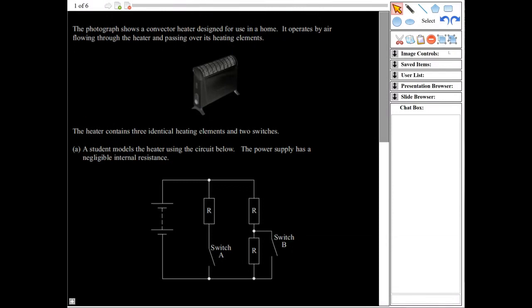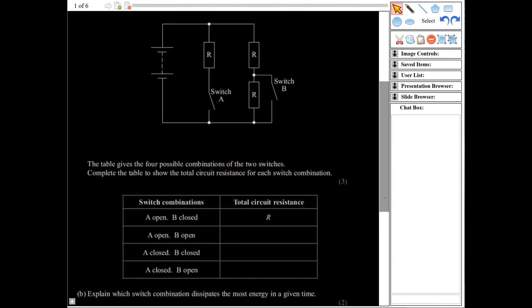So I'm going to start with this question, which is a GCSE question. It says, the photograph shows a convector heater designed for use in the home. It operates by air flowing through the heater and passing over the heating elements. The heater contains 3 identical heating elements and 2 switches. The student makes a model of the heater circuit using the circuit below. The power supply has a negligible internal resistance. Okay, so our circuit is like that, and the table gives 4 possible combinations of the 2 switches. Complete the table to show the total circuit resistance for each switch combination.